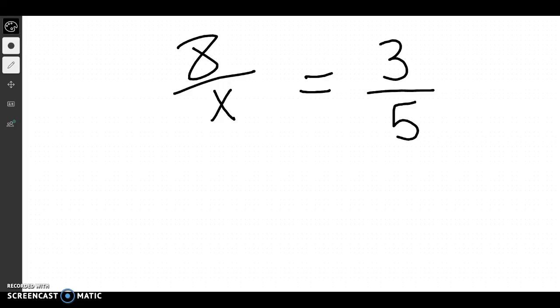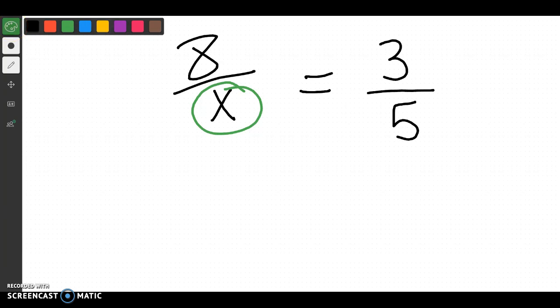Okay, so today we're going to work with proportions. Proportions are two equal fractions. And if you remember proportions from 7th grade or 8th grade, what happens in proportions is we cross multiply to find the answer. So in this problem right here, we're going to solve for this x.